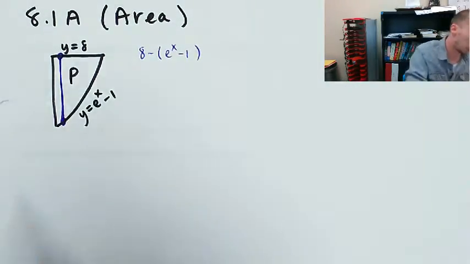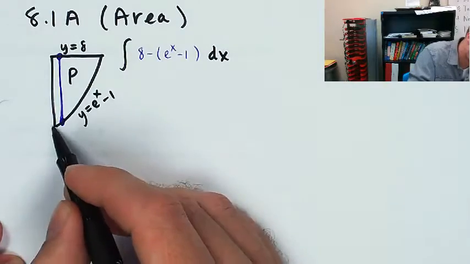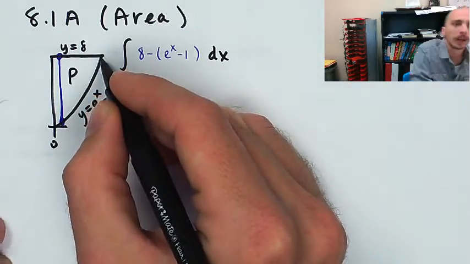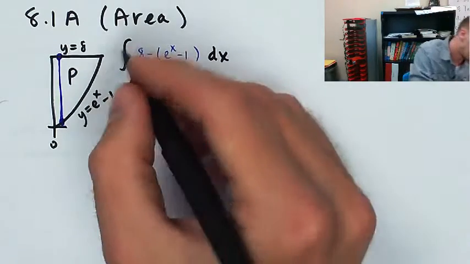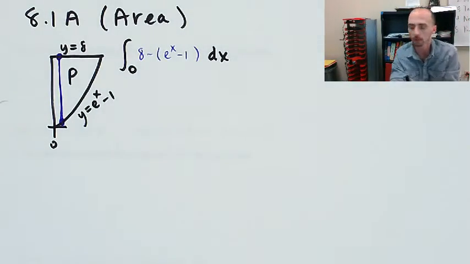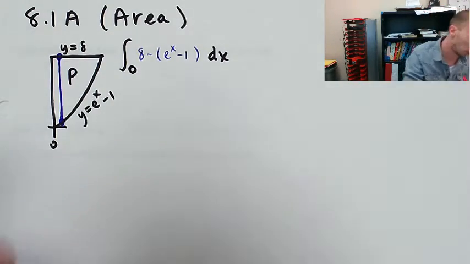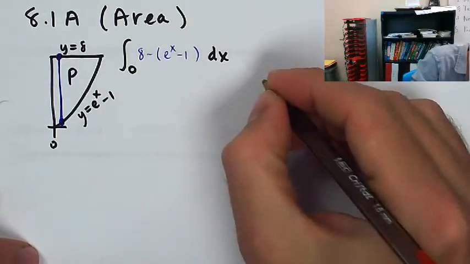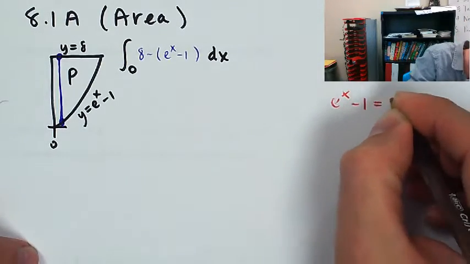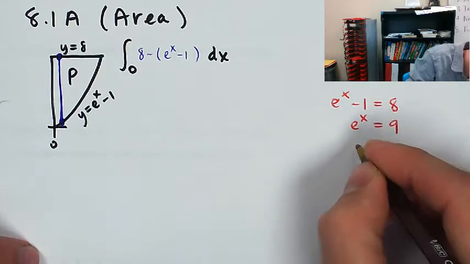And then we would integrate that with respect to x, as x ran from 0, this is the y-axis, so this would be x equals 0, all the way up to this point. But I don't know what that point is. And so that's going to be something else that we need to be able to do. We need to be able to solve some equations so that we can figure out where these things are happening. So I'm going to start off with, all right, e to the x minus 1 is equal to 8. So that's e to the x is equal to 9.